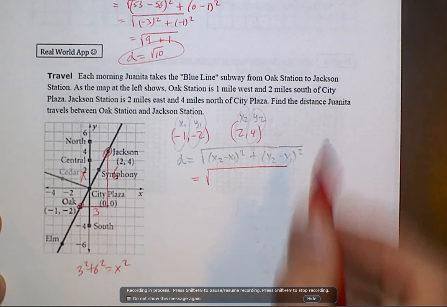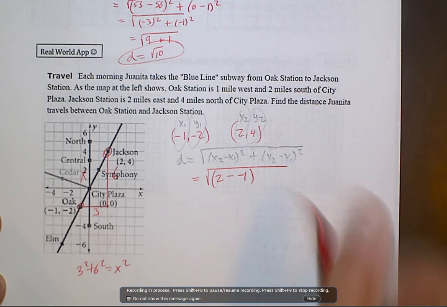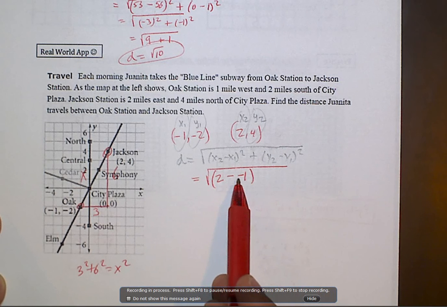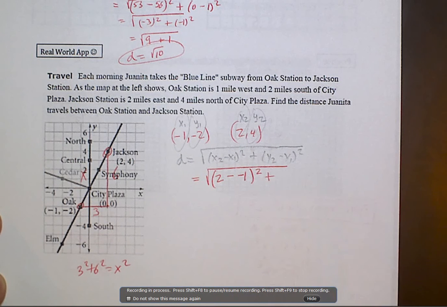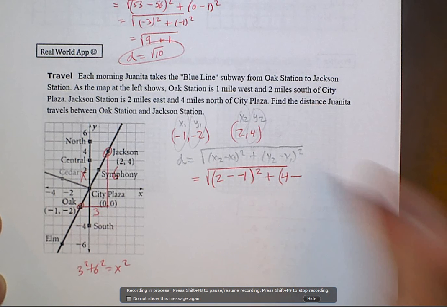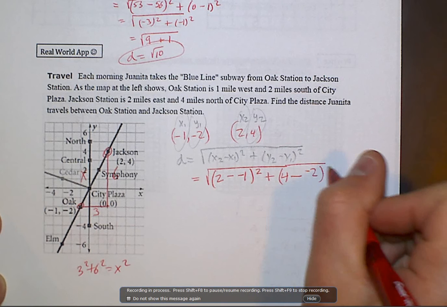x2 is 2 minus your x1, which is a negative 1. Now notice what I did. It's 2 subtract a negative 1. You know what's going to happen there. Well, let's just wait for a second and write everything else in. My y2 is 4. Subtract. My y1 is also a negative number. It's a negative 2.